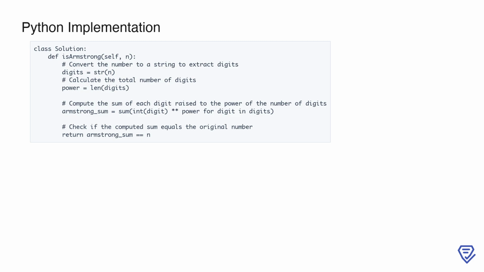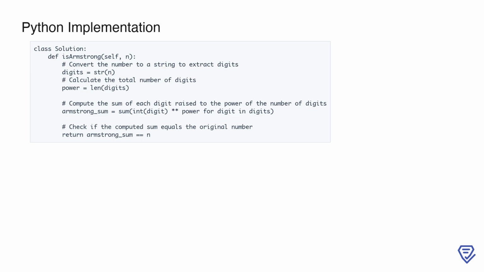First, the number is converted to a string using str_n. This allows easy access to each digit of the number. The length of the string is calculated using len(digits), which gives the total number of digits in the number. This value is stored in the variable power. Next, the sum of each digit raised to the power of the total number of digits is computed. This step uses a generator expression inside the sum function, sum(int(digit) ** power for digit in digits). The generator iterates through each digit, converts it to an integer, raises it to the power, and accumulates the results.